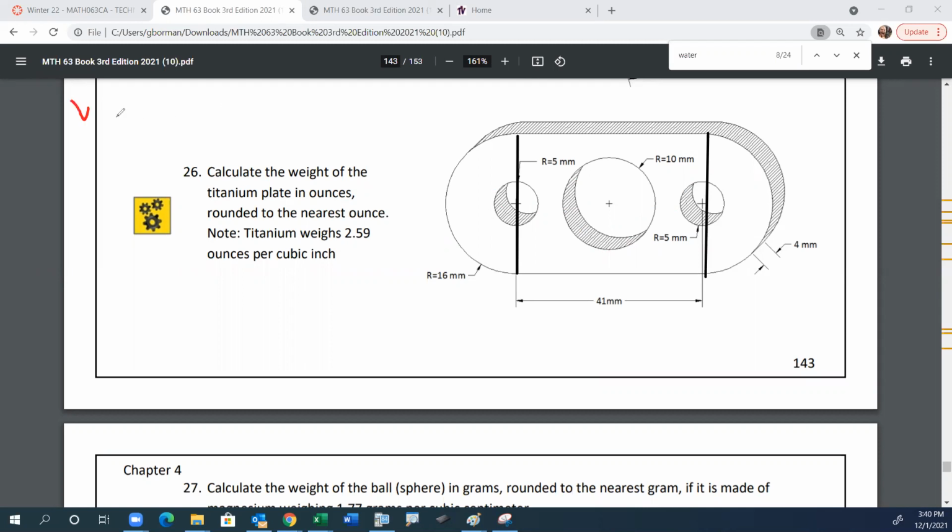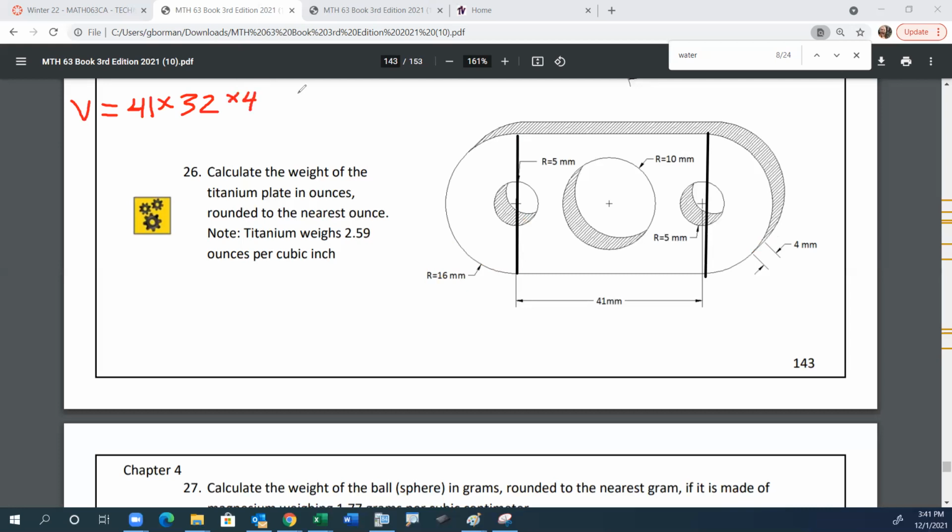All right, so the volume of the whole thing is going to be the rectangular prism in the middle, which is 41 by 32. Because I know that the radius of the outer circle is 16, so the radius is 16 there, and the radius is 16 there. And 16 plus 16 is 32. And then the height of the rectangular prism is going to be 4 millimeters. Okay, and that takes care of the rectangular prism.